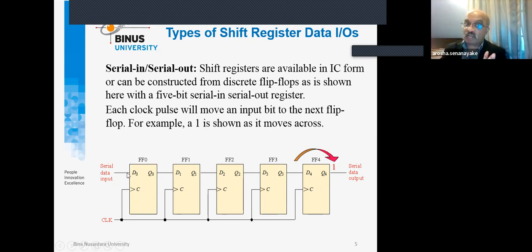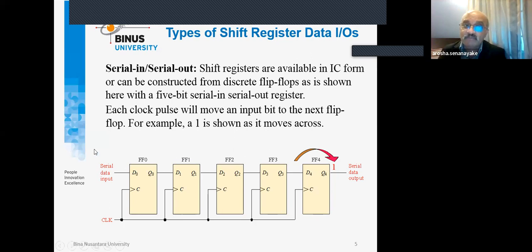Actually, to move this one from here to here, how many clock pulses are required? From first clock pulse, move here. Second clock pulse, move here. Third, fourth, and the fifth clock pulse is the only way you can get it as the output. So then very important to understand that it moves across based on each clock pulse received.